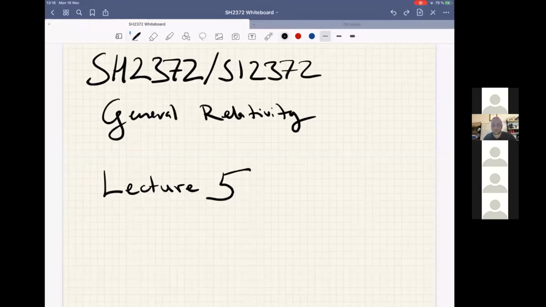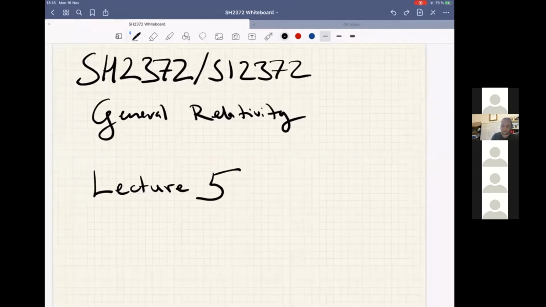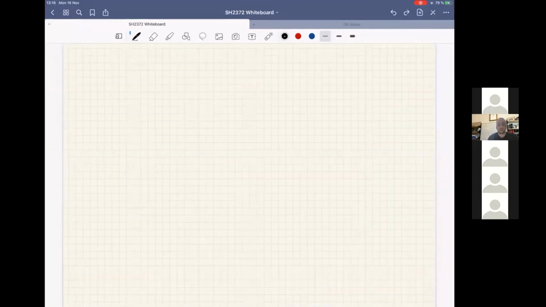And today's lecture, lecture number 5, we have already gone through the mathematical basics of GR and what we're going to use in order to describe the physics in GR. So today we come to exactly that. What is general relativity? Is the main topic of today, and we will start also with considering the basics.